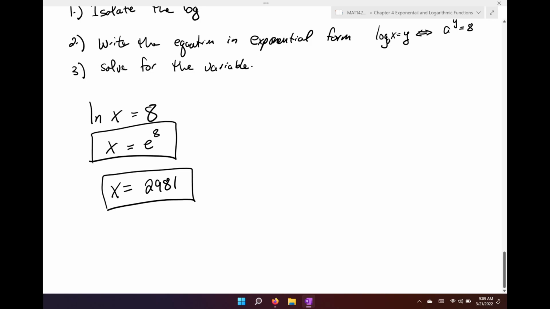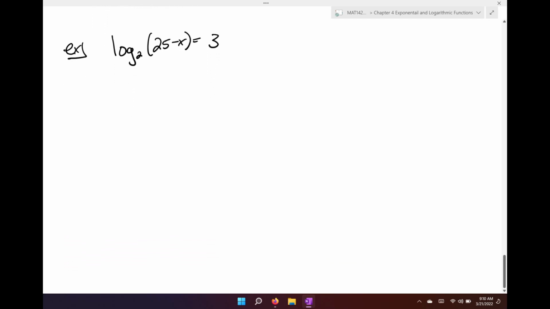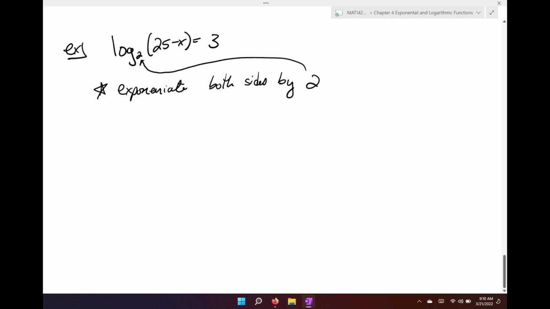Now, sometimes with this next example, we need to be a little bit more careful about how we write things. So here we have the log base 2 of 25 minus x equals 3. Once again, isolate the log. It's already isolated. Now, I'm going to write out what's really happening here. We are going to exponentiate both sides by 2, and the reason I chose 2 is because that's my base.